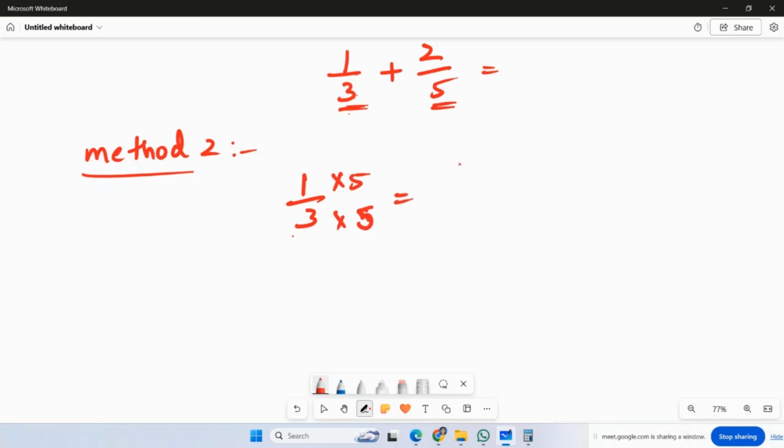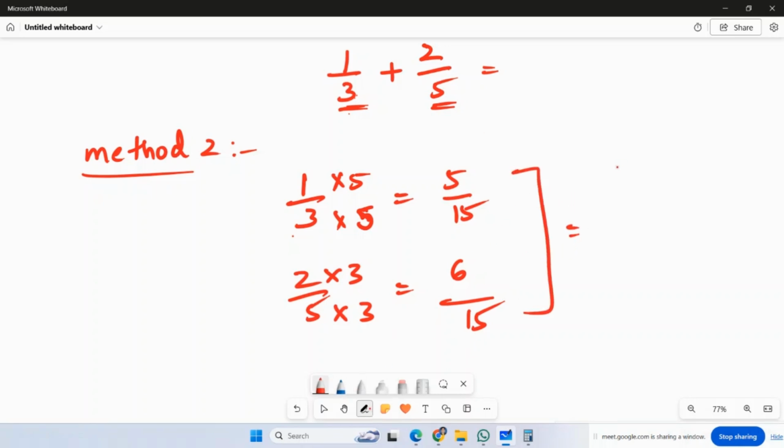1 upon 3 times 5, which is 5 upon 15. The other fraction is 2 upon 5. 2 upon 5 is the second fraction, and we have to multiply with the first fraction's denominator, which is 3. 2 times 3 is 6, 5 times 3 is 15. Now here also we got denominator 15, and both the fractions we will add now.